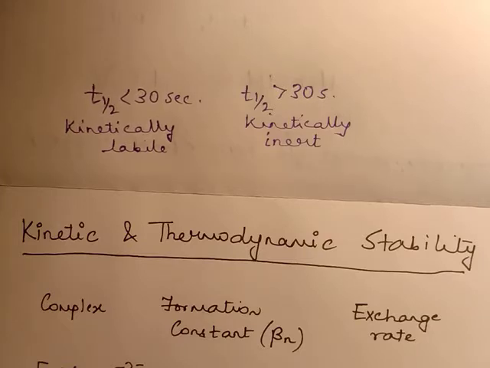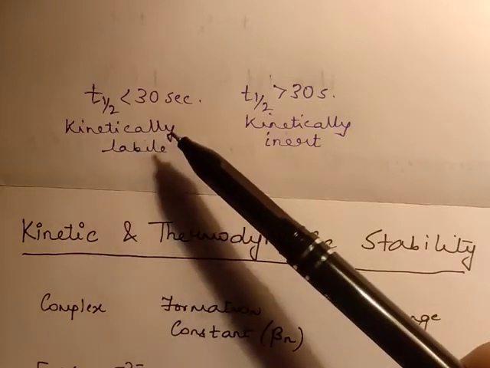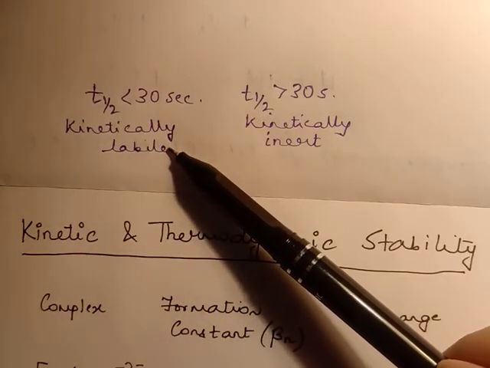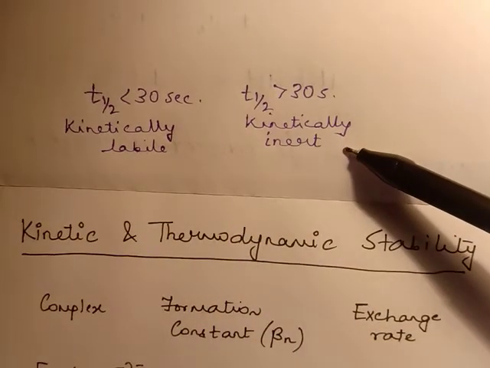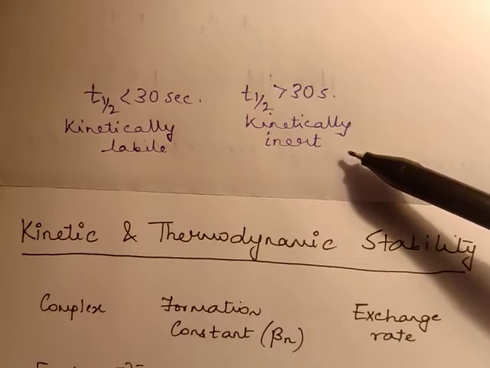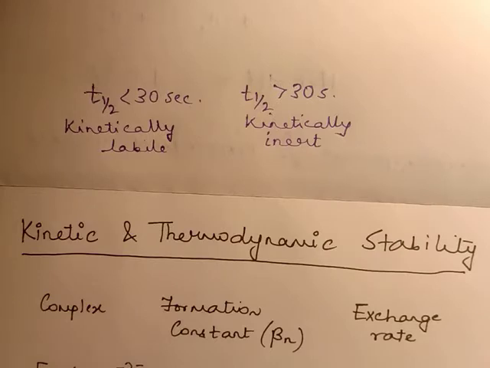If the T half of this substitution reaction is less than 30 seconds, then the compound can be called kinetically labile. And if the T half of this substitution reaction is more than 30 seconds, then it is called kinetically inert. So this is how we define the compound in terms of its rate, or how fast the reaction completes. Now, how do we define it as thermodynamically stable or unstable? That can be defined according to the formation constant.